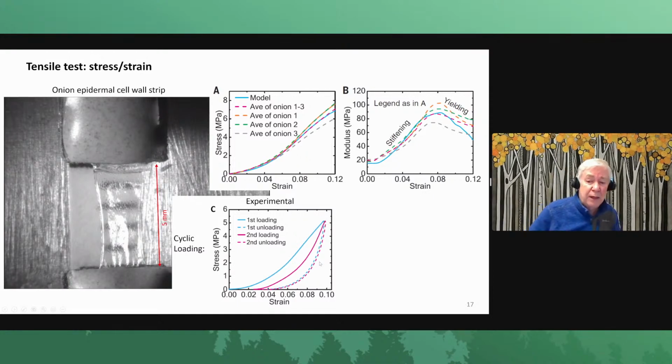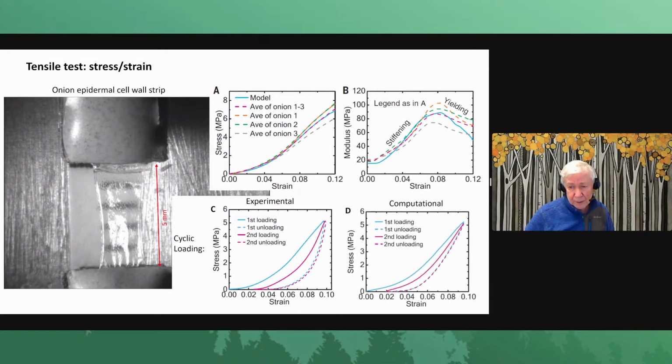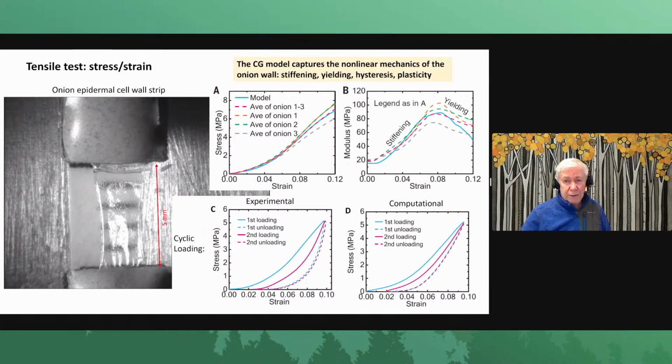These sorts of curves have been noted for a long time, but understanding the molecular basis for them has not really been approached in the past. The computational results give something very similar. Numerically, there are some differences, but qualitatively, this model has the same sort of thing. So there's a plastic deformation, and there's an elastic hysteresis that occurs in the second cycle. So the coarse grain model captures the nonlinear mechanics of the onion cell wall, including stiffening, yielding, hysteresis, and plasticity.